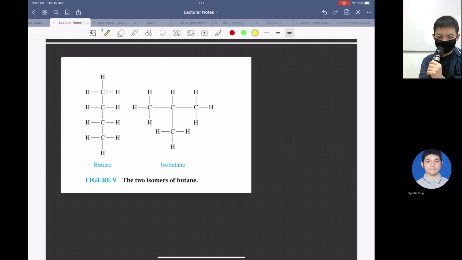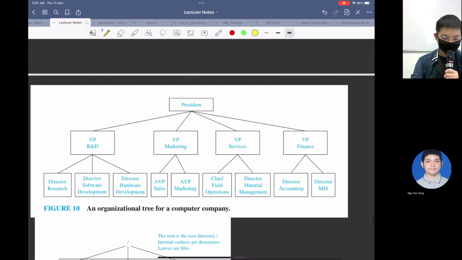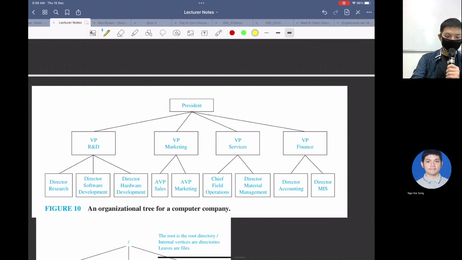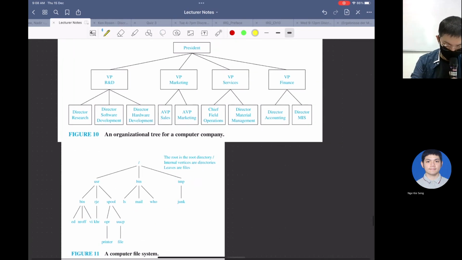Examples of trees: butane and isobutane. Or you can use it for your organization chart or family tree. An organization chart starts from the president, vice president, and then secretary, treasurer, committee members, and so on. Next is your computer file system, where the root is the root directory, internal vertexes are the directories, and these are the files.